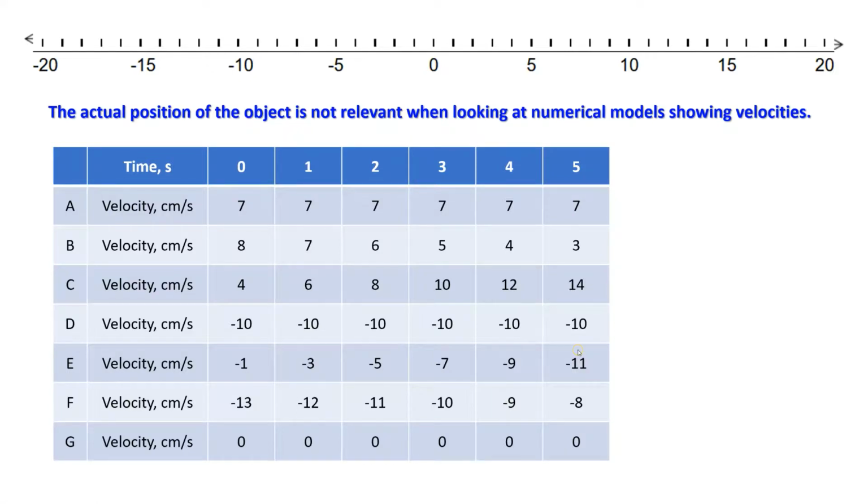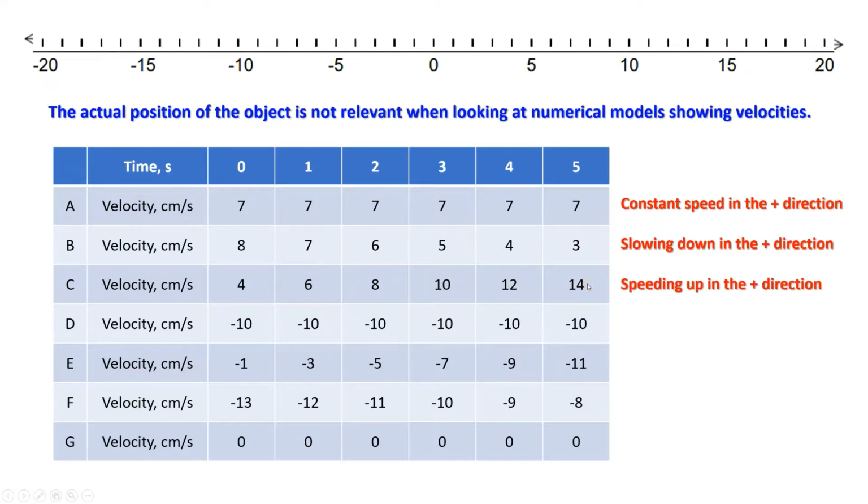To know what's happening to the speed, we look at the absolute value of the velocity. For A, 7, 7, 7, 7, 7, that's not changing. That's a constant positive velocity. But for C, 8, 7, 6, 5, 4, 3, that's decreasing. That's slowing down in the positive direction. For B, 4, 6, 8, 10, 12, and 14 is speeding up in the positive direction. The values are getting larger.